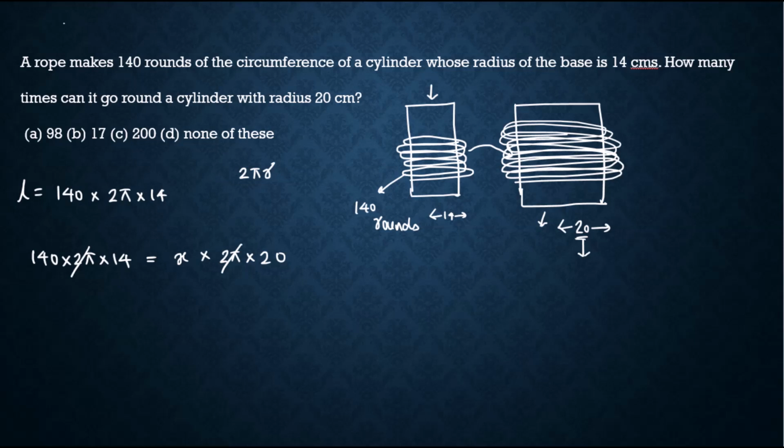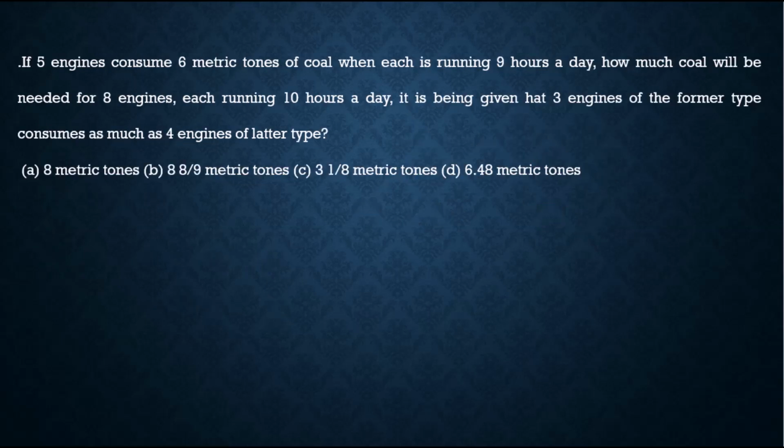2 pi cancels. Fine. 140 and 20 cancel, you will get 7. Therefore x equals 14 into 7: 10 into 7 is 70, 4 into 7 is 28, 70 plus 28 equals 98. So the answer is going to be 98 rounds. So this is an easy question. Hope it's clear. Next one.